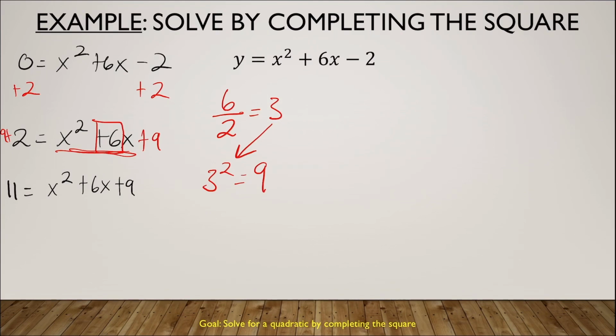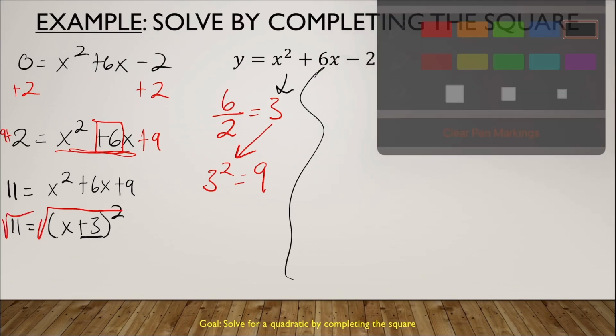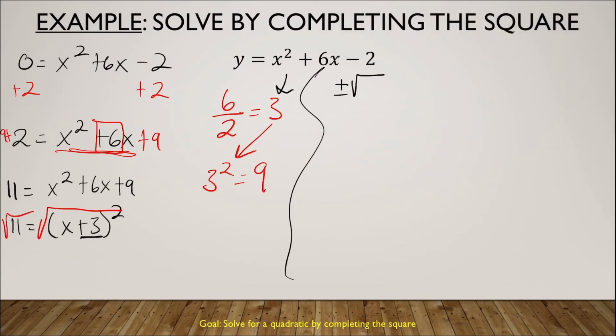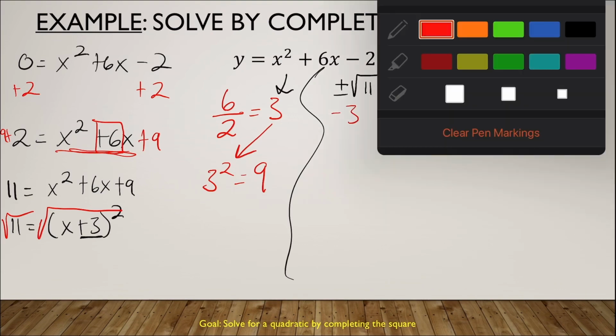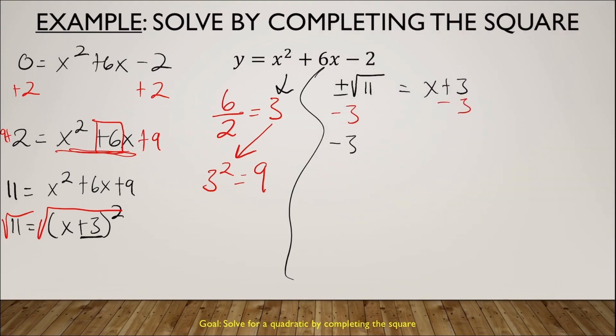Now this is a perfect square, so on the right side I can say (x plus 3) squared. I got this plus 3 because of that 3 right there. Now all we have to do is solve for x. I'm going to take the square root of both sides. When I take the square root, I have to say plus or minus the square root, because I don't know if both numbers are positive or both are negative in that square. That equals x plus 3, and then we subtract 3 from both sides. And we get negative 3 plus or minus the square root of 11 equals x.